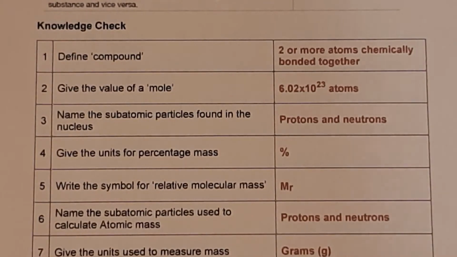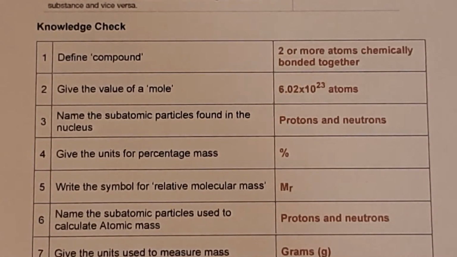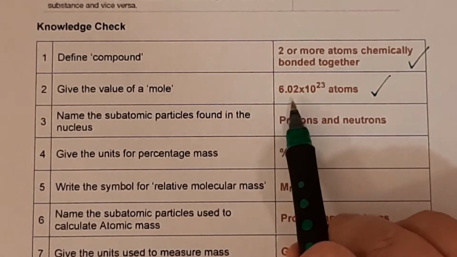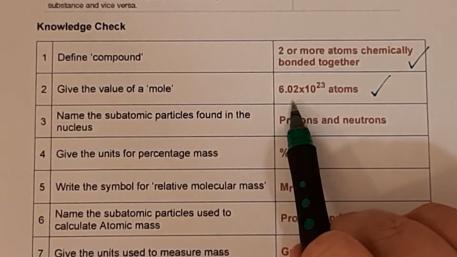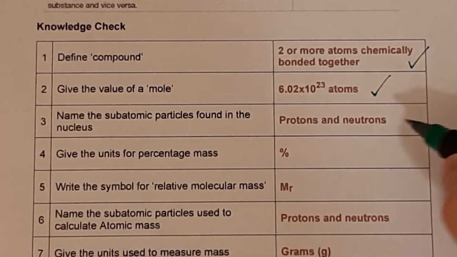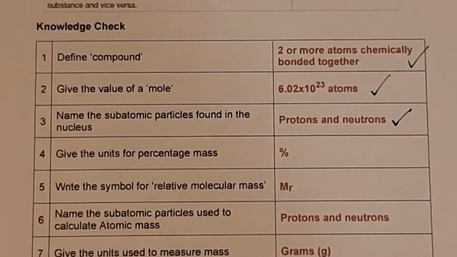Question 1, define compound. A compound is 2 or more atoms chemically bonded together. Question 2, give the value of a mole, that's 6.02 times 10 to the 23 atoms. Now if you've put 6 times 10 to the 23, that's fine. Question 3, name the subatomic particles found in the nucleus. That would be protons and neutrons. You need both to get the mark. Make sure that you're writing any corrections in this other pen or ticking to indicate that you got it correct.